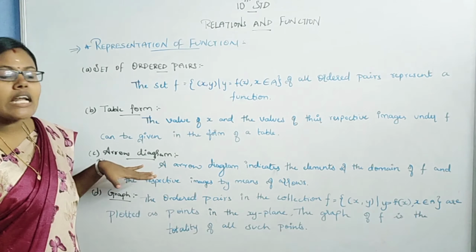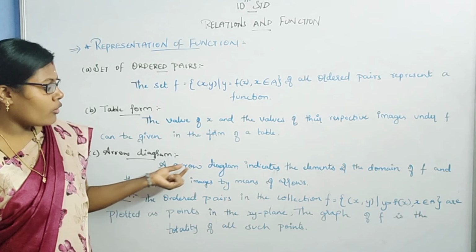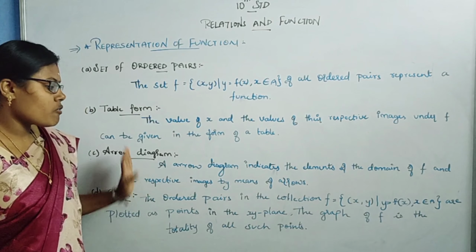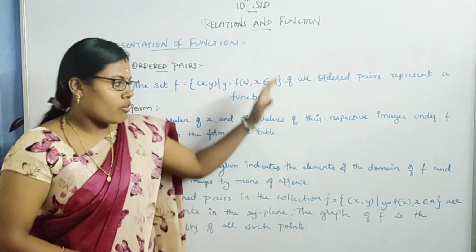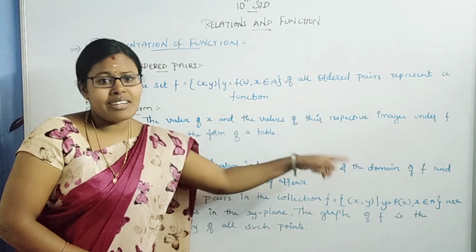So now next is an arrow diagram. See, arrow diagram you have known. So arrow diagram indicates the elements of domain of f and the respective image by the means of arrow. So domains are given here and their respective images are shown in arrows.